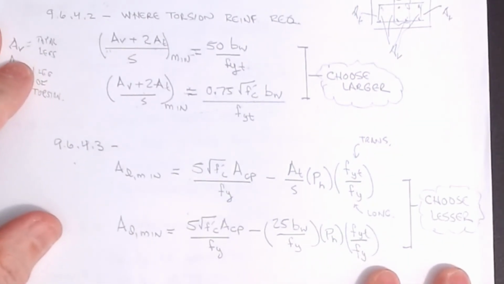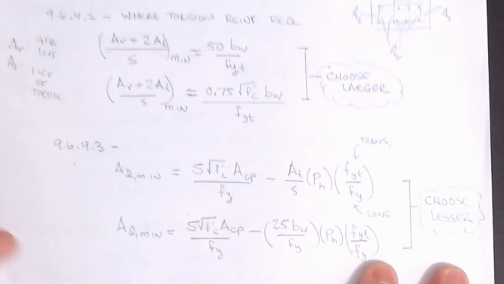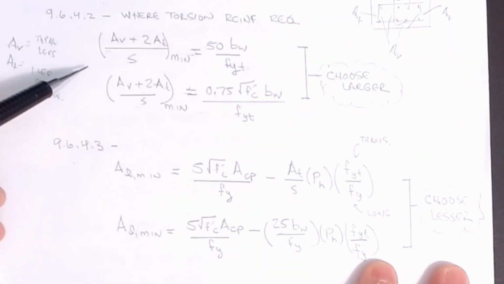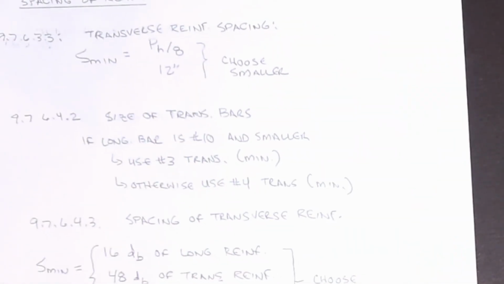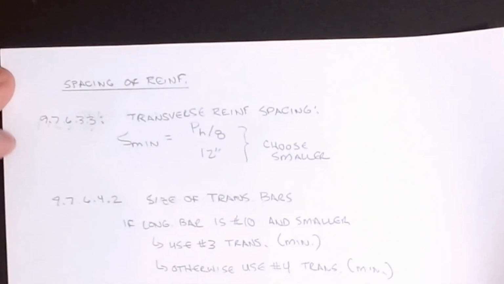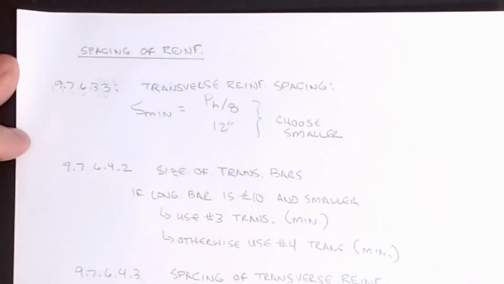Everybody good with that on that requirement? All right. So that's the first page. Those are your minimums: minimum transverse, minimum longitudinal. The next piece of the puzzle is the spacing requirements of the reinforcement. So we've got some minimums.